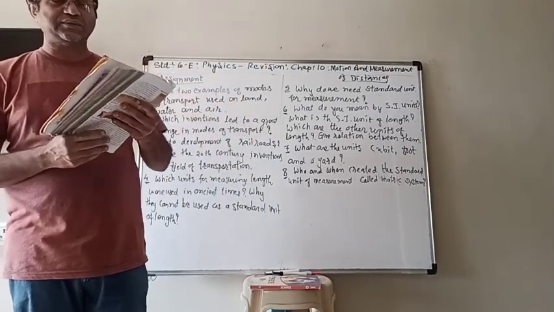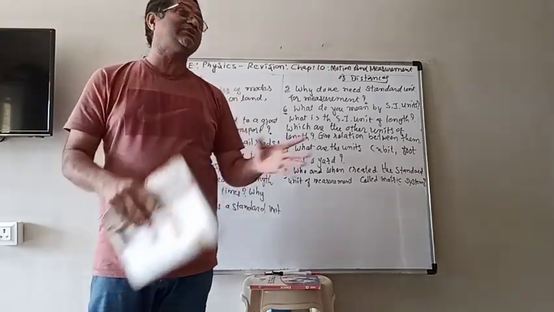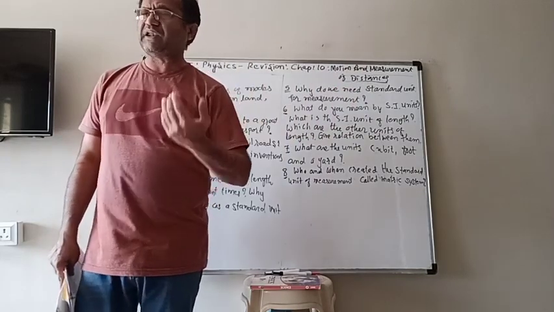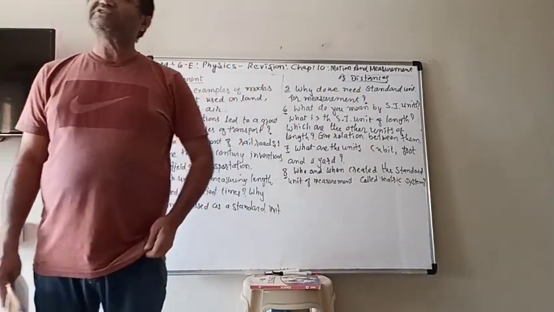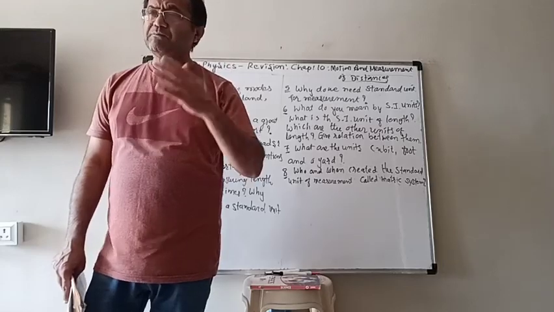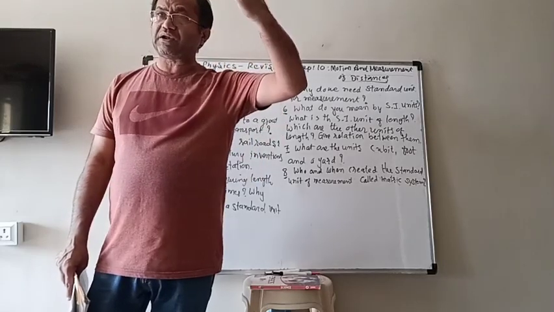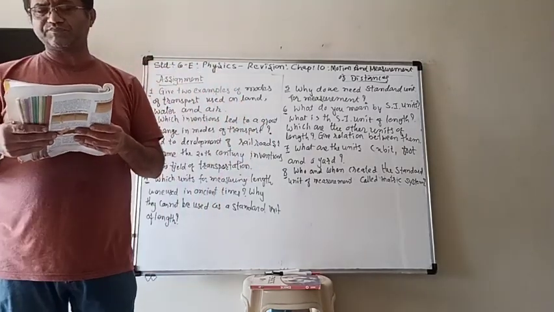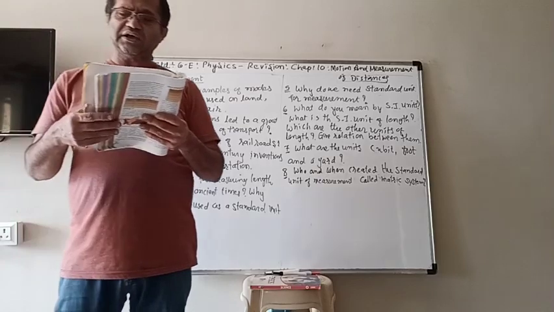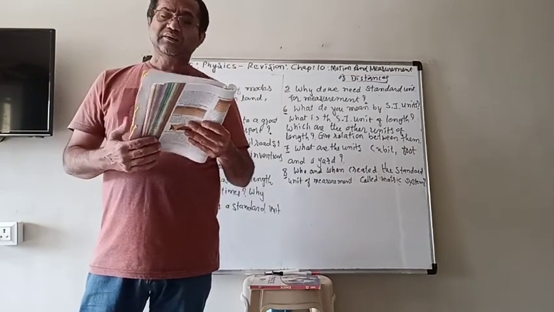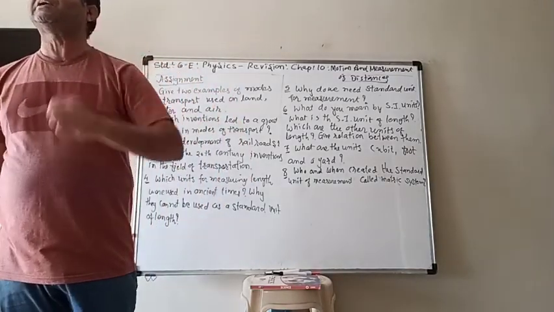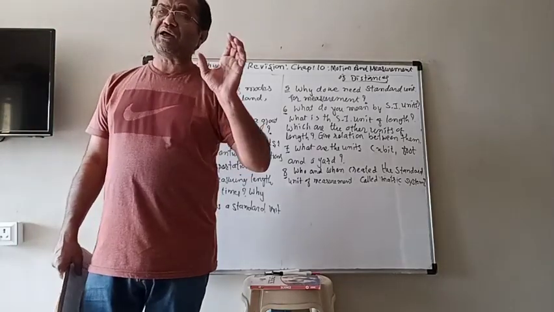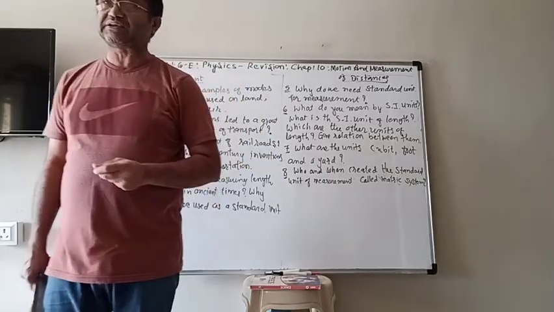According to the SI, the unit of length is the meter. The SI unit of length is the meter. There are some other smaller and bigger units also, like centimeter, millimeter, kilometer, and also very small ones like nanometer, etc. The meter is the standard unit, and 1 meter is divided into 100 equal parts, and each part is known as a centimeter. So 1 meter is equal to 100 centimeters.